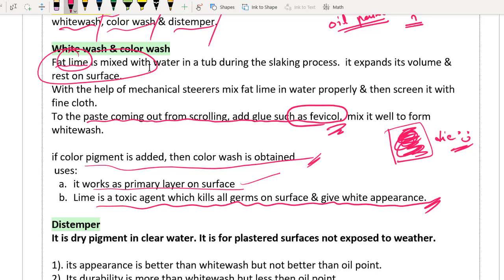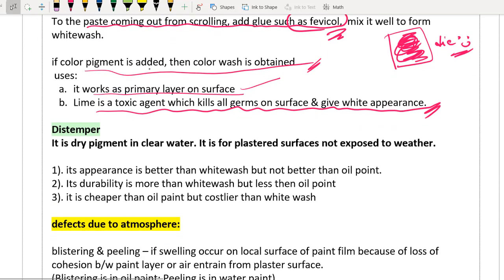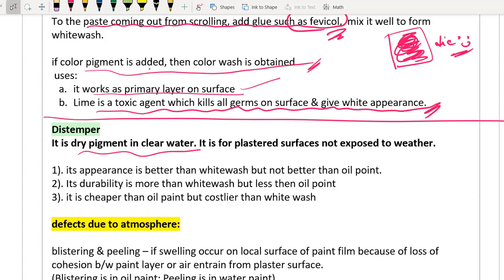Next, now you know what is whitewash. Now you know what is color wash. Okay, चूने में ही आप थोड़ा pigment डाल दो, you will be getting color wash. Next, let us see distemper. So distemper is nothing but dry pigment in clear water. It is for plastered surfaces not exposed to weather. For exterior walls, we won't be using distemper. For interior walls, we will generally go for distemper because it is not exposed to weather.